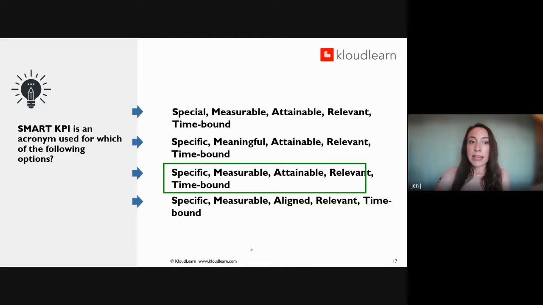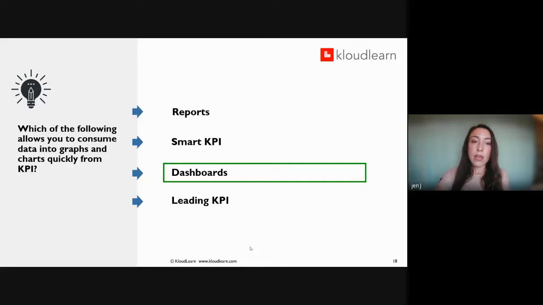SMART KPI is an acronym used for which of the following options? Specific, measurable, attainable, relevant, and time-bound. Which of the following allows you to consume data into graphs and charts quickly from KPIs? Reports, smart KPIs, dashboards, or leading KPIs? Dashboards is the correct answer.